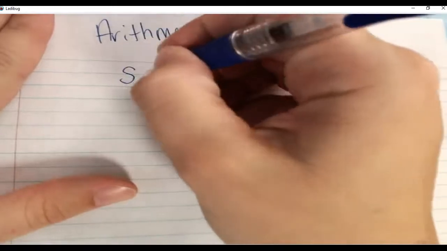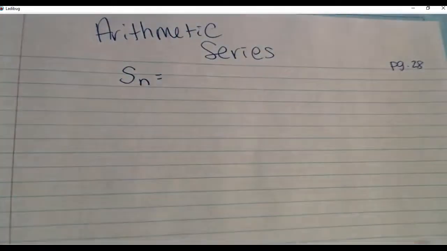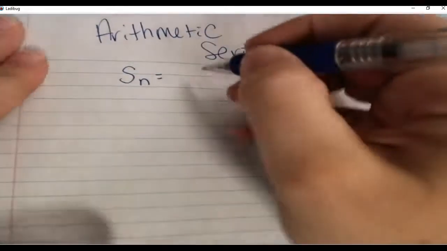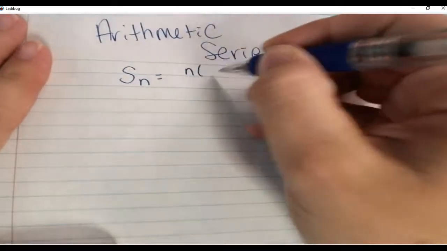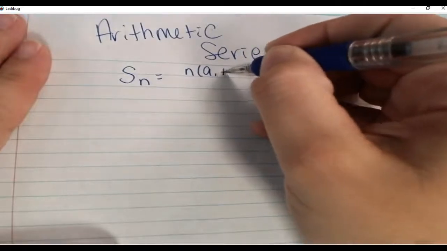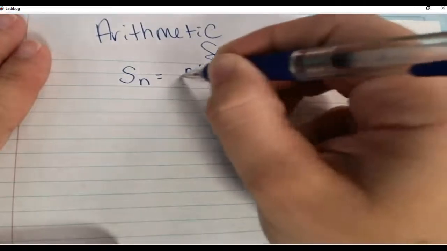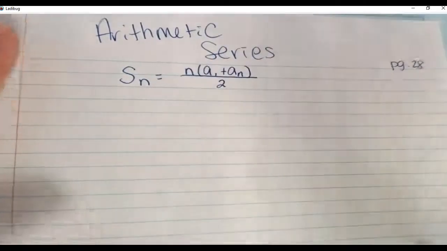So to find the sum, we use a formula that says S of n equals n times a1 plus an over 2.